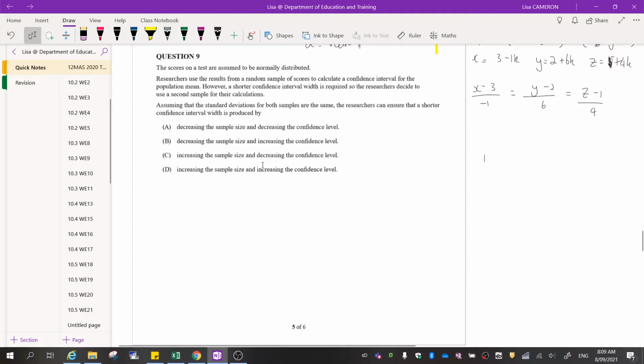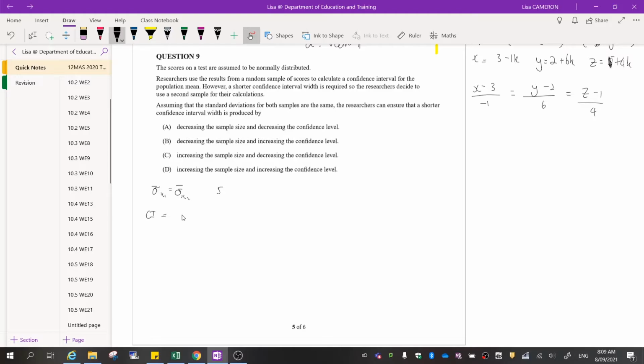Okay, so calculate the population mean is what we're trying to do. In the question, we're given that the standard deviations of both samples are the same. In this question, I'm just going to call this S for the deviation. Okay, and we are going to test these conditions. So let's just go over the formula for it again.